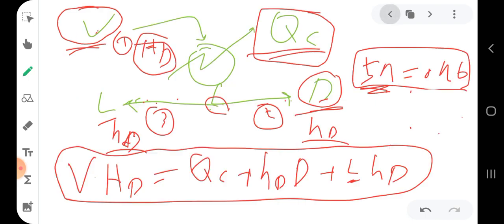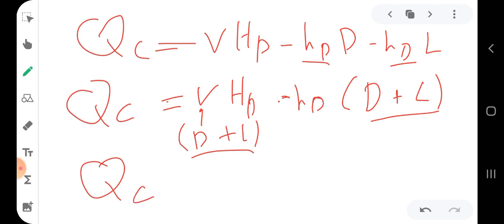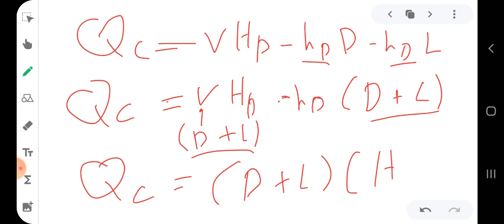And we know from the material balance that this V is equal to D plus L, right? From the material balance, we can replace this V with D plus L. So I will have D plus L here and D plus L here. So I can take a common factor and I will say that QC is equal to D plus L multiplied by HD minus HD.